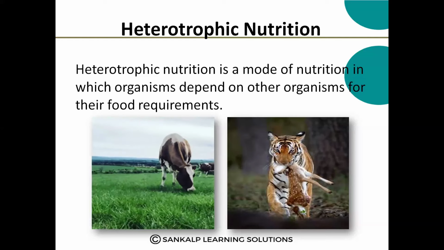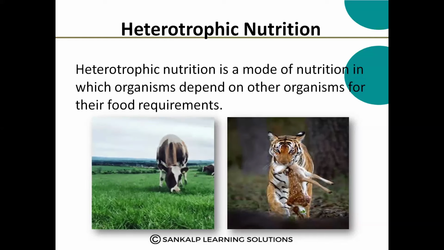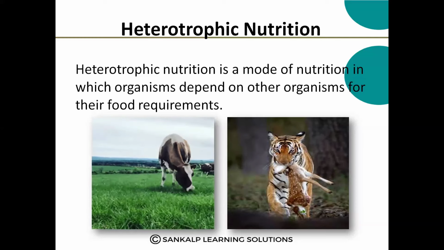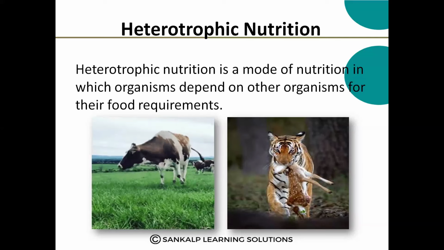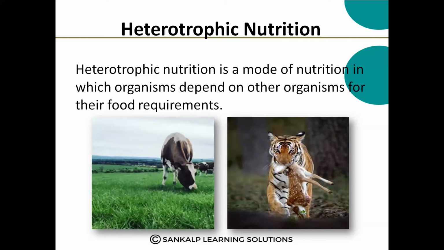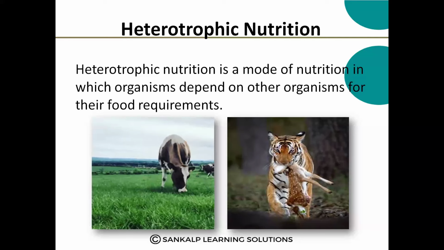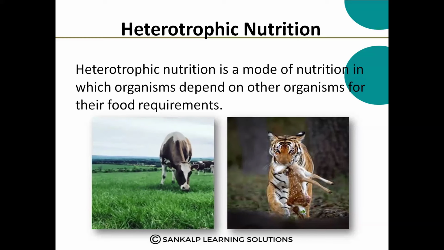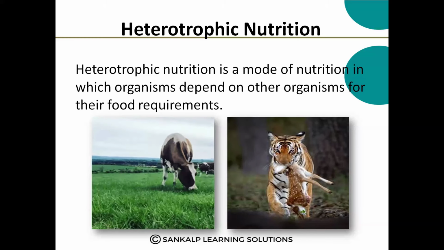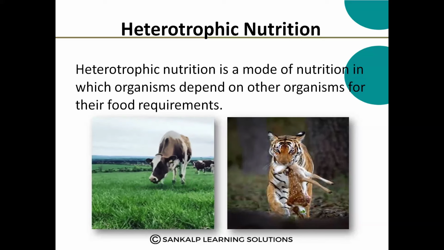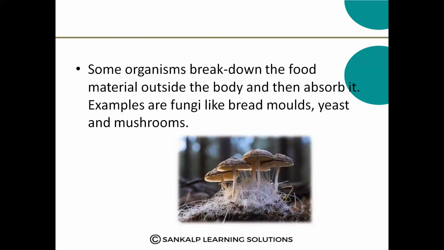And one more, see the tiger. That depends on the deer and other organisms, which do not depend directly on the plants but on other organisms which depend on the plants. Not only tiger, but lion and cheetah, many are there. They are called carnivores, right? These carnivores depend on organisms which depend on the plants, so they indirectly depend on the plants. This is also a type of heterotrophic nutrition.